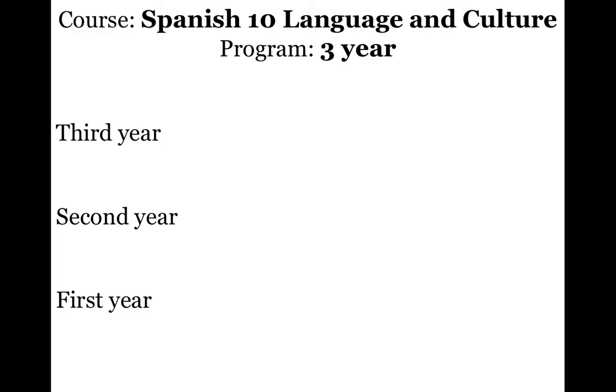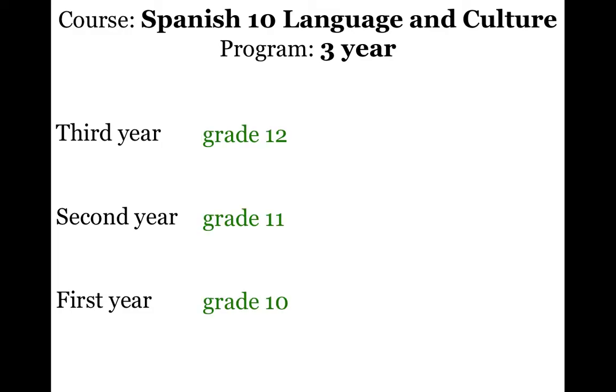So this course is Spanish 10, Language and Culture. The program is 3-year, or a lot of the time you'll see a 3Y. So Spanish 10, a 3Y. And what does that mean? That means it takes 3 years for you to complete this program. Some other programs take 6 years and others take 9 years. This one takes 3. So there you go, first, second, and third year.